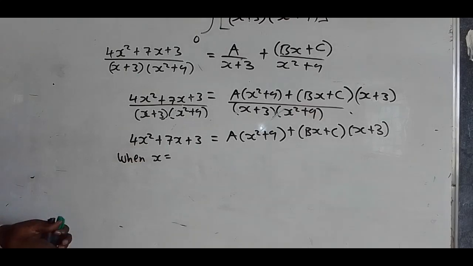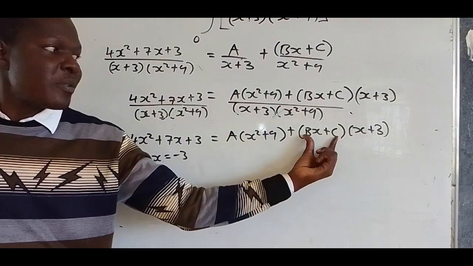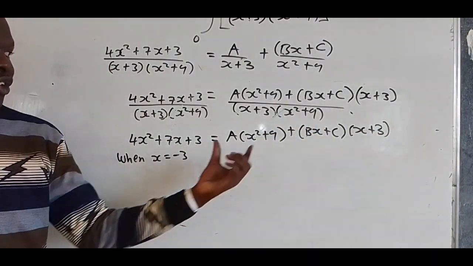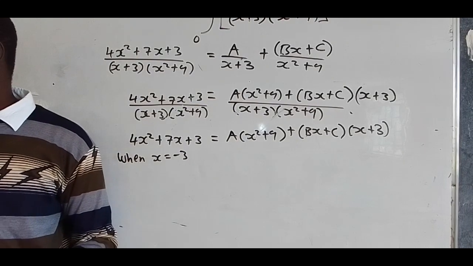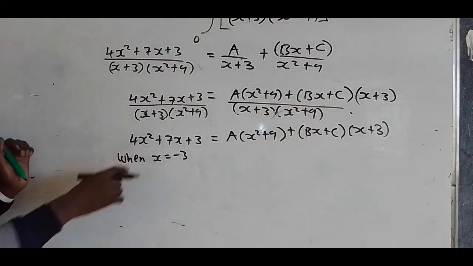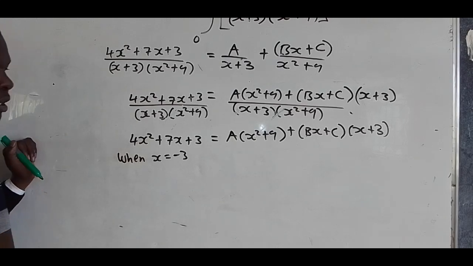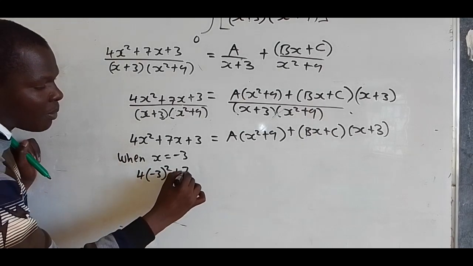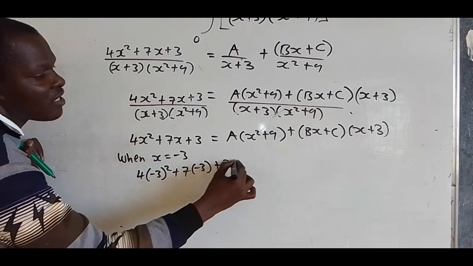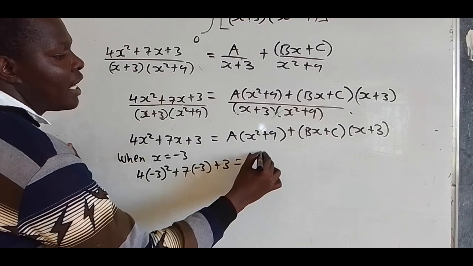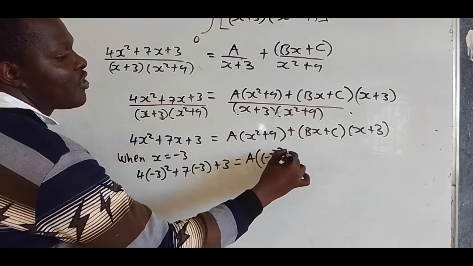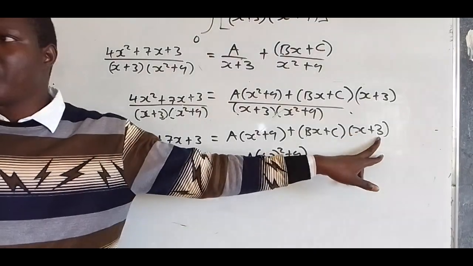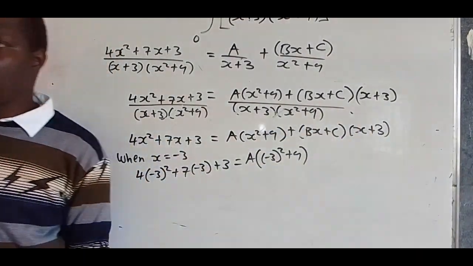So when x is negative 3, negative 3 plus 3 will be 0. 0 times this term, the whole of that will go to 0. Then you remain with this term only. Negative 3 squared is positive 9. So it is 4 times negative 3 squared plus 7 times negative 3 plus 3 equals A times (negative 3 squared plus 9), because negative 3 plus 3 is 0.